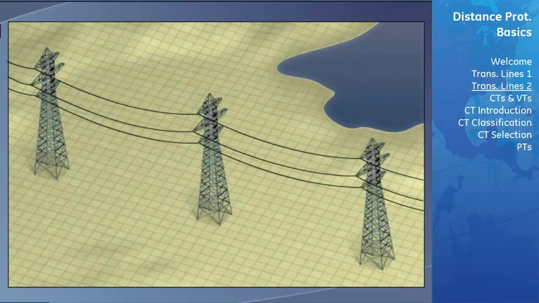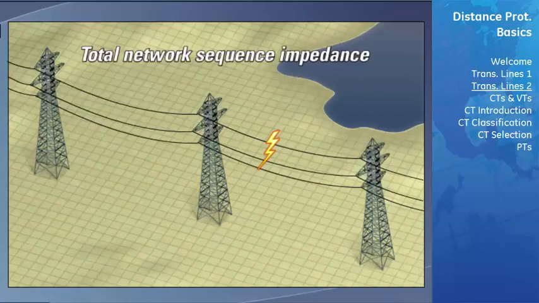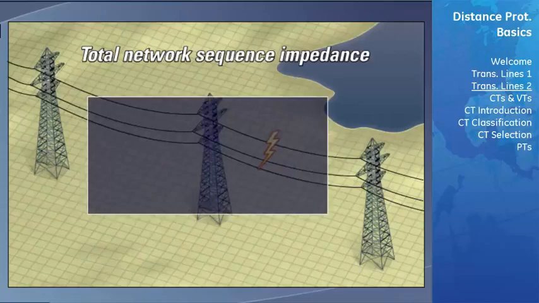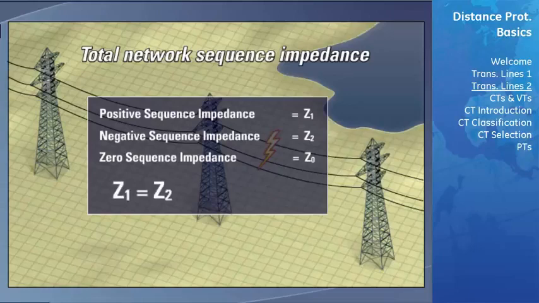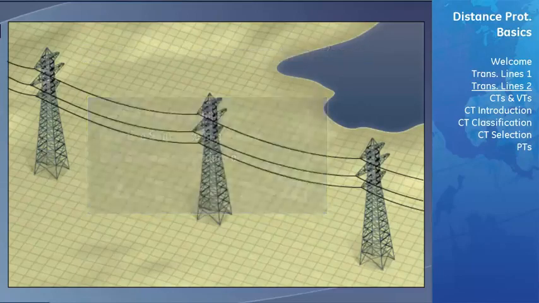In order to calculate sequence currents and voltages correctly during faults, the total network sequence impedance of the transmission line system needs to be calculated. The total equivalent network impedance of the system is calculated using the positive sequence impedance, negative sequence impedance, and zero sequence impedance. For transmission lines, under most circumstances, the positive sequence impedance is equal to the negative sequence impedance, and the zero sequence impedance is usually greater than 2 times the positive sequence impedance. However, these values can change depending on the grounding path and the geography of the line.